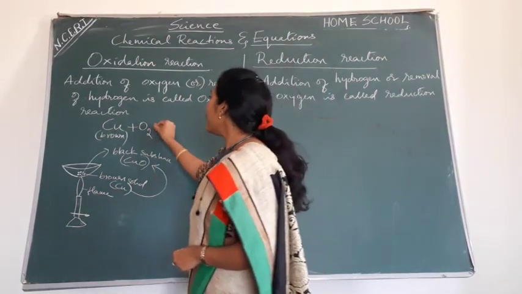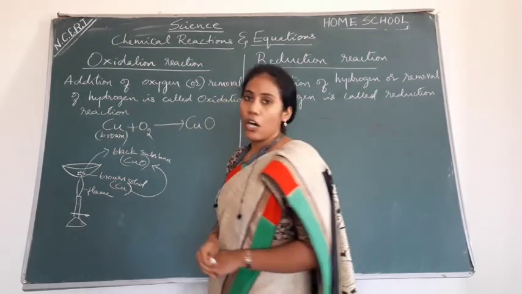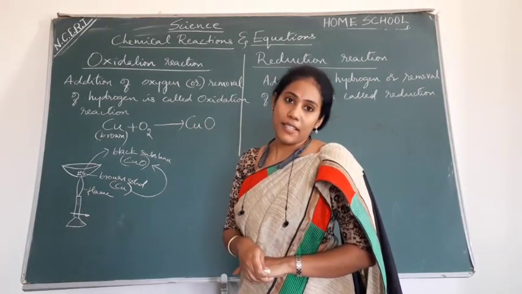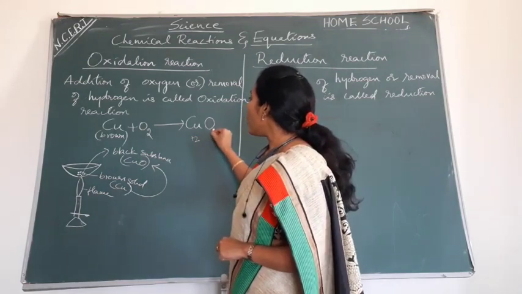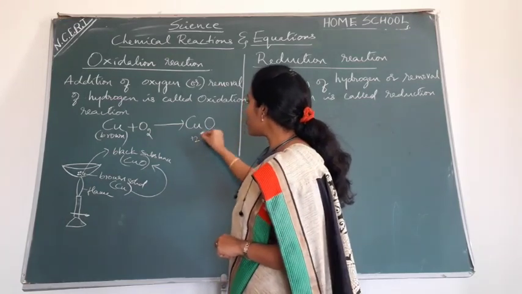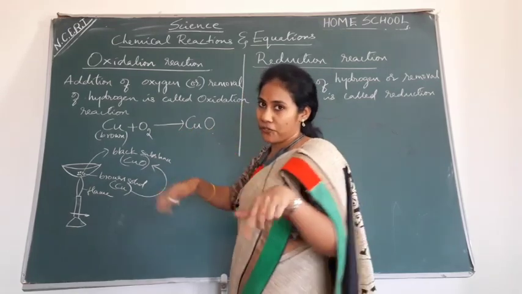So combine both of them, you will get copper oxide. What do you get? Copper oxide. Is that clear? Copper valency is +2, oxygen valency is -2. This 2 goes here, this 2 goes here. When the digit is the same, we will cancel off the digits, no?